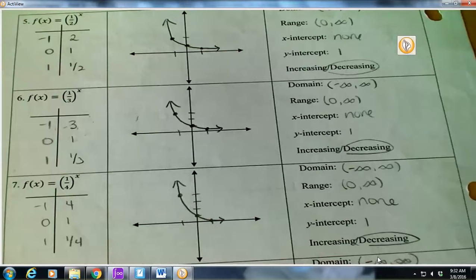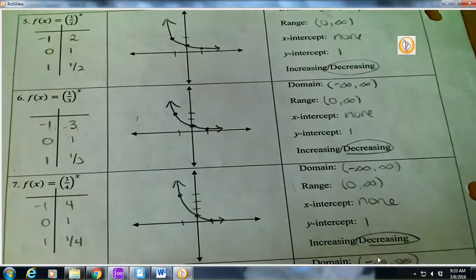So all of these have a domain of negative infinity to infinity, still a range of 0 to infinity, still no x-intercept, y-intercept is still 1. The difference is these are decreasing instead of increasing. Notice when you put in the point -1, that flips it, so 1/2 to the -1 is 2, 1/3 to the -1 is 3, 1/4 to the -1 is 4.